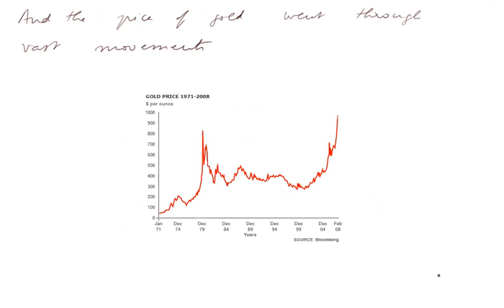And the price of gold went through vast movements that can be seen in this picture from 1971 up until here, 2008. It began at $35. It peaked at almost $1,000 in January 1980. Then it went down again, down to about a little less than $300 in around the year 1999. And since then, it rises. And this picture stops at 2008. But now we are about, at the time of this lesson, at $1,300 per ounce of gold.